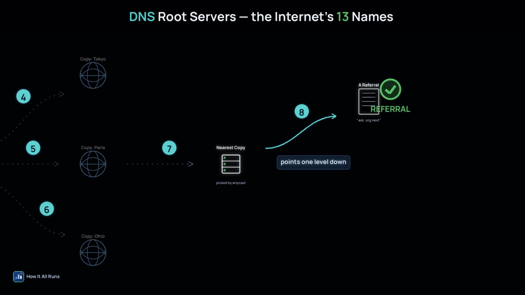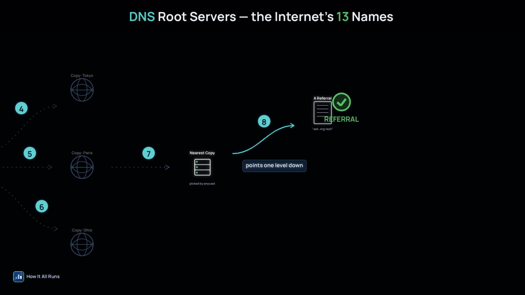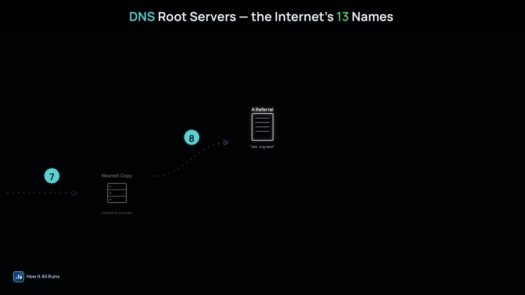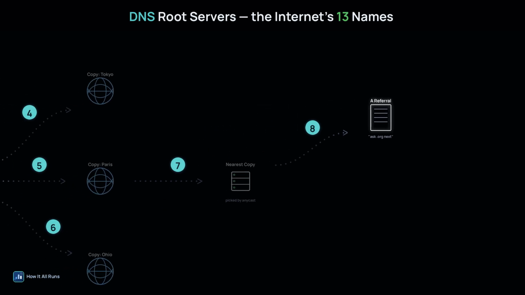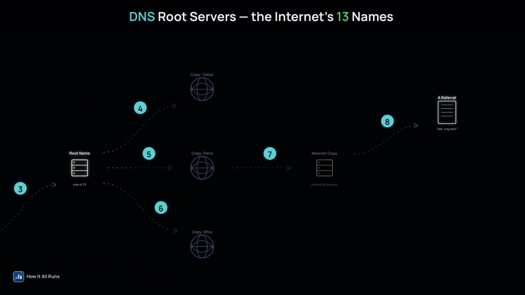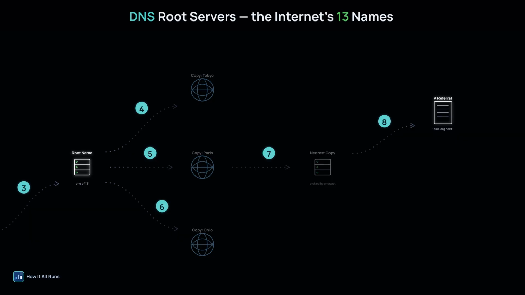That nearest copy answers, but notice what it does not do. It never says, here is example.org's address. It has no idea. Its whole job is one small referral. The referral simply says, I don't know .org, but I know exactly who does. Go ask these servers instead. One hop closer, nothing more. And that is the entire secret. 13 names never needed to hold the whole internet's worth of answers. They only ever needed to hold 13 short lists of pointers.